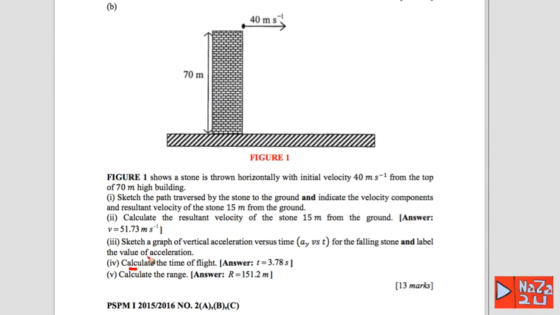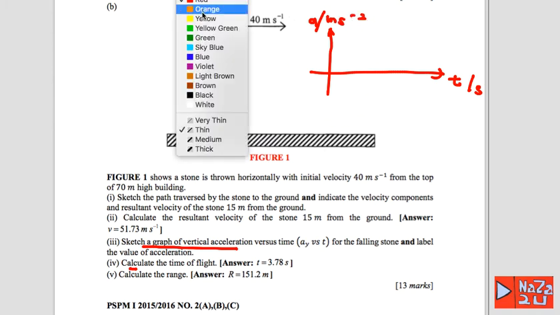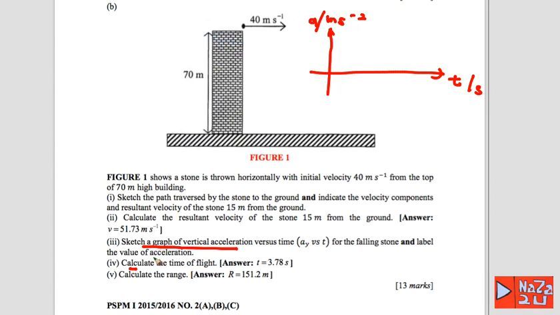Continue to number 3, sketch graph acceleration versus t. To sketch the graph of acceleration versus t, this axis is second and this is meter per second square. The value of the acceleration is constant, 9.81 meter per second square. The direction of a is always downward, so we have a negative a here. So the graph is constant, equal to negative 9.81 meter per second square. So we have a negative graph here.